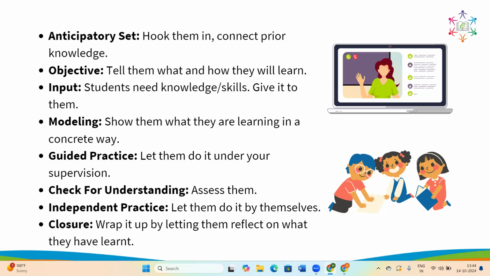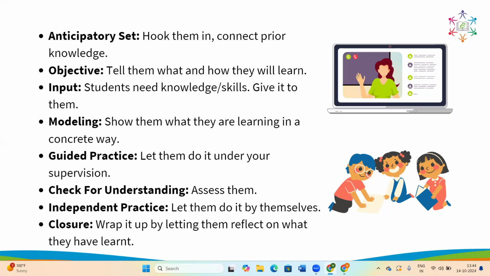Then comes the modeling phase. Here we demonstrate the skill or concept so students can see it in action. The teacher shows exactly how to perform the task. Then comes the guided practice. Students practice the skill with your help. This is a collaborative phase where students are actively working while still receiving guidance.